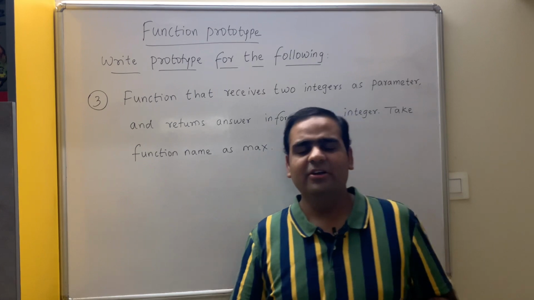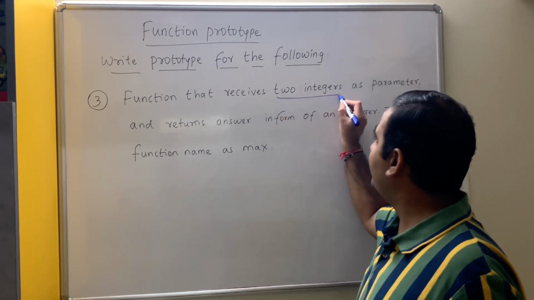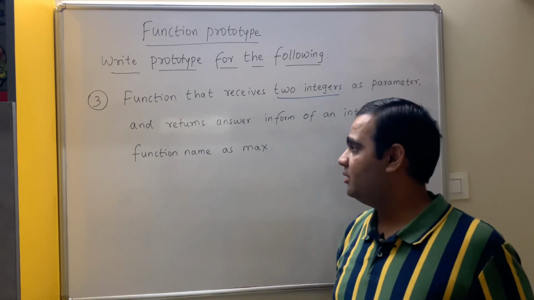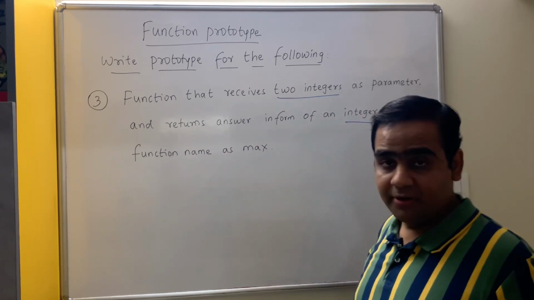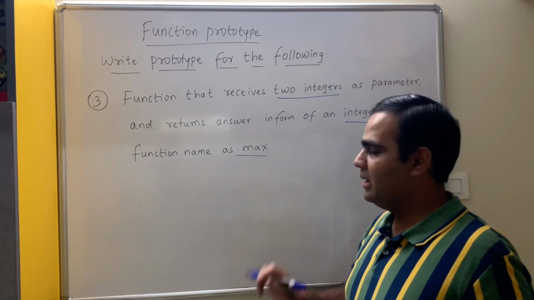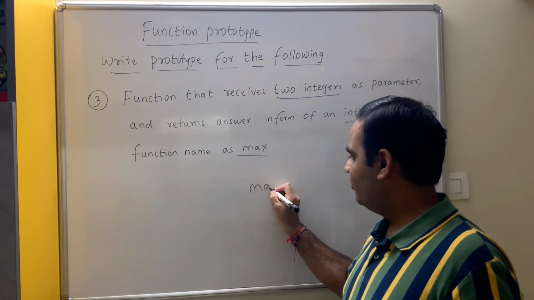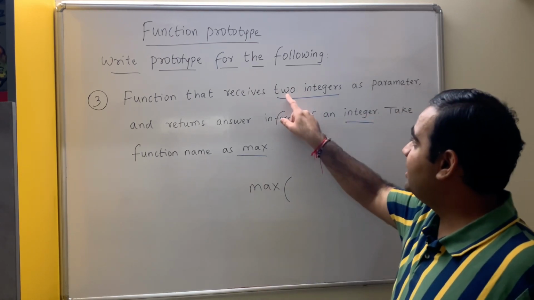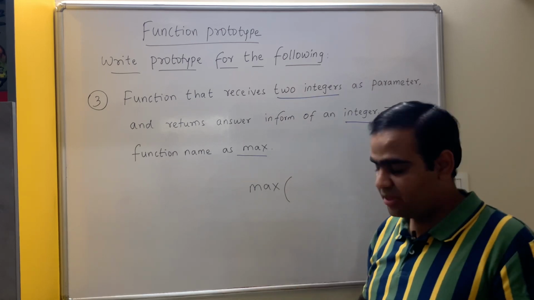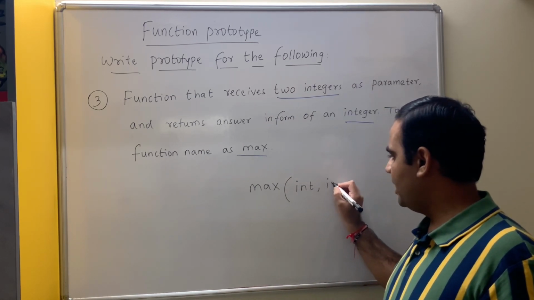Let's write the function prototype for a function that receives two integers as parameters and it returns answer in the form of an integer. Take the function name as max. How do we write it? What is the function name? Function name is max. How many inputs is it taking? It is taking two integers as input. Therefore, I can write it as int comma int.